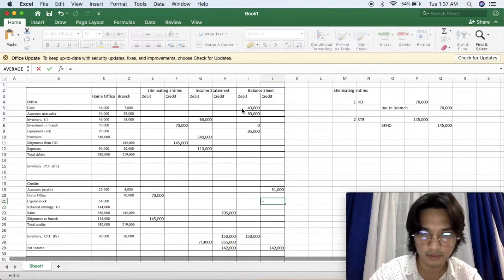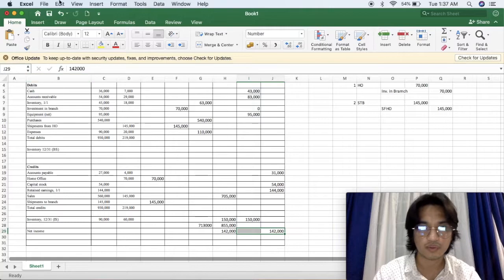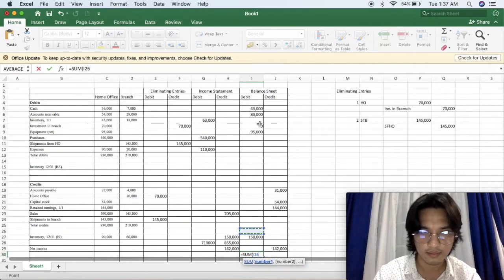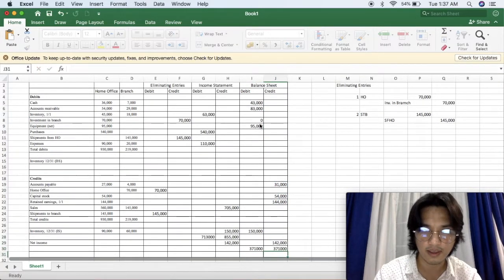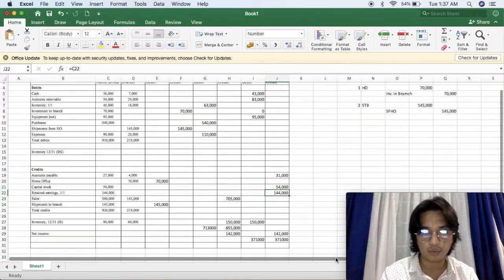You have capital stock. Your updated capital stock would be this. And I'm sorry, your updated retained earnings would now be this, plus this, 142,000. So shipment to branch, total credits. Okay. So check if total assets are equal to your total liabilities plus capital. And very good, 371,000. Again, your updated retained earnings is a total of when you add 142,000 and 144,000, you get 286,000.